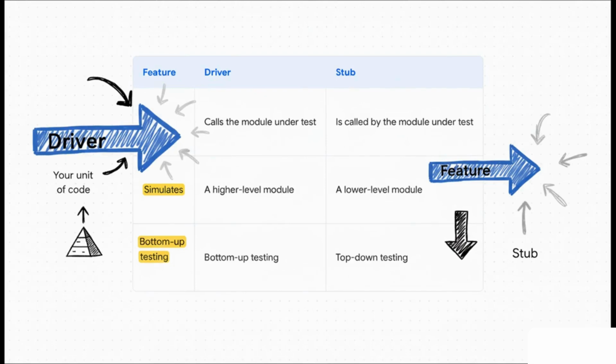So if you want to boil it all down, the real difference is the direction of the call. A driver calls into the code you're testing, pretending to be something above it. And a stub gets called by your code, pretending to be something below it that it depends on. It's all about who is calling who.